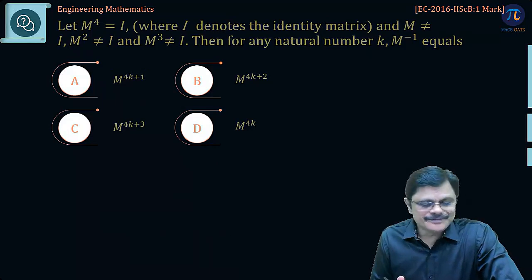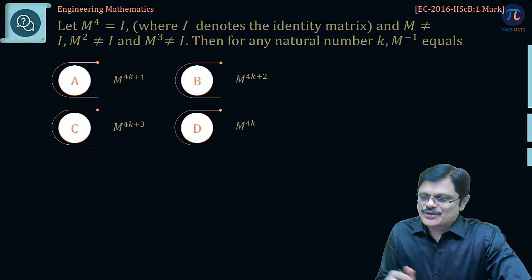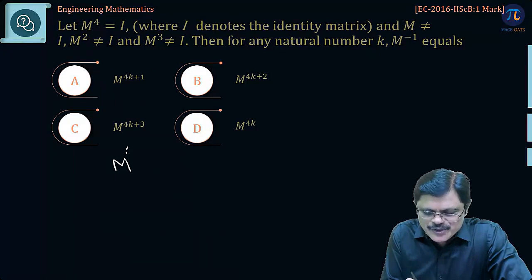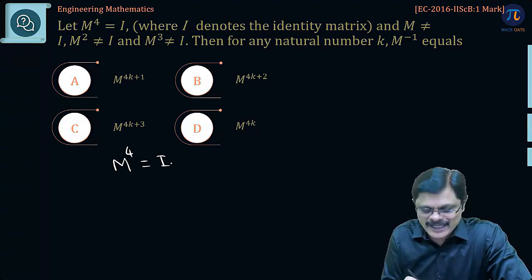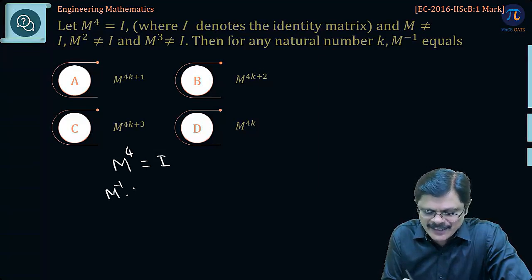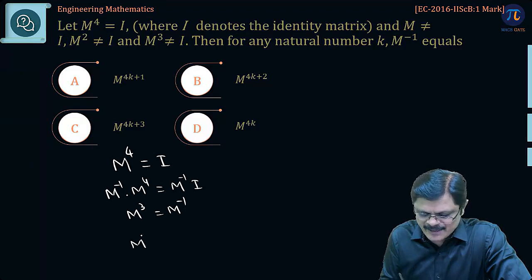The next problem. M power 4 is equal to I. M is not identity, M square is not identity, M cube is also not identity. Then for any natural number K, what is M inverse equal to? Here we can try this with just the substitution method. M power 4 is equal to identity. Multiply on both sides with M inverse. It is M inverse into identity, which is M cube, which is equal to M inverse. That is, M inverse is equal to M cube.